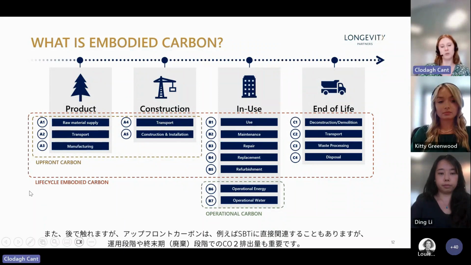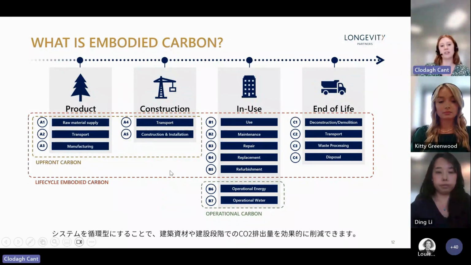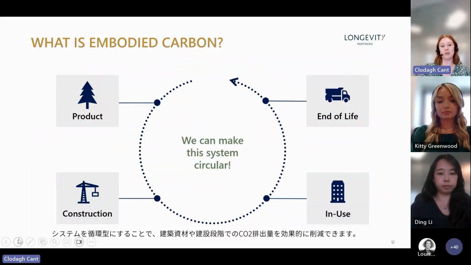It's also important to note, and something which we'll touch upon later with Kitty and Ding, but this upfront carbon is sometimes what is associated directly with science-based targets, for example. Now, that's not to say that the rest of the emissions in the in-use phase and the end-of-life phase are not important, and actually they are of great importance because rather than looking at the system linearly, we can make the system circular, and that will allow us to reduce our emissions within that product and construction stage effectively if we bring in circularity principles and we start looking at the building industry as a circular system.